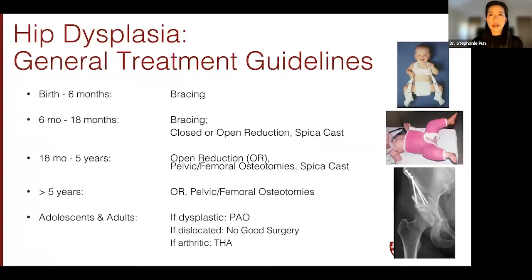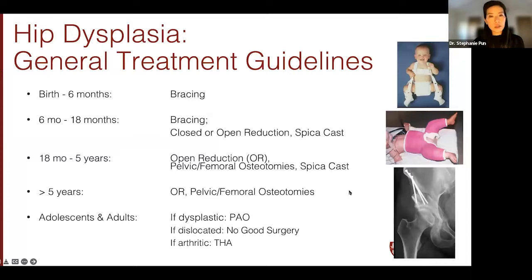The general treatment guidelines for hip dysplasia are less invasive the younger the infant and more invasive the older the patient. So from birth to 6 months, usually a Pavlik harness for bracing is used, seen in this picture up here, this happy baby wearing the Pavlik harness. With an older infant or a younger child, sometimes a different type of brace or sometimes surgery is necessary with placement of a spica body cast in this picture.